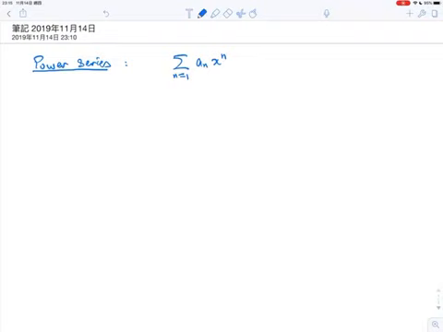like this. This is a power series, or you could have a power series with (x minus a) to the power n, where n goes from 0 to infinity. It depends on the consideration. So a typical example would be the geometric series.